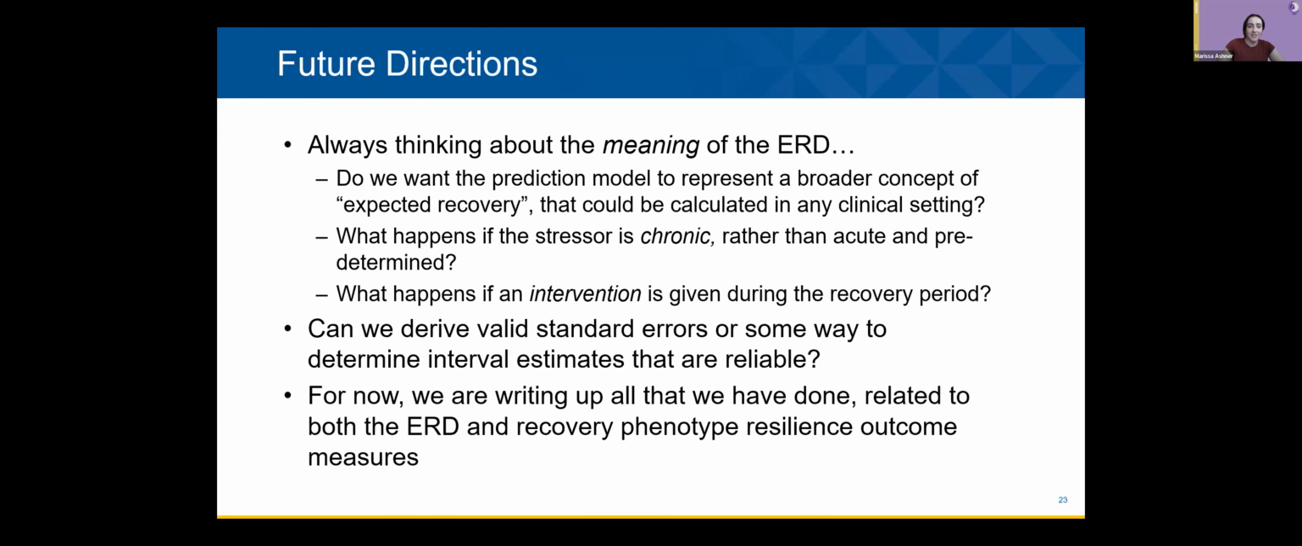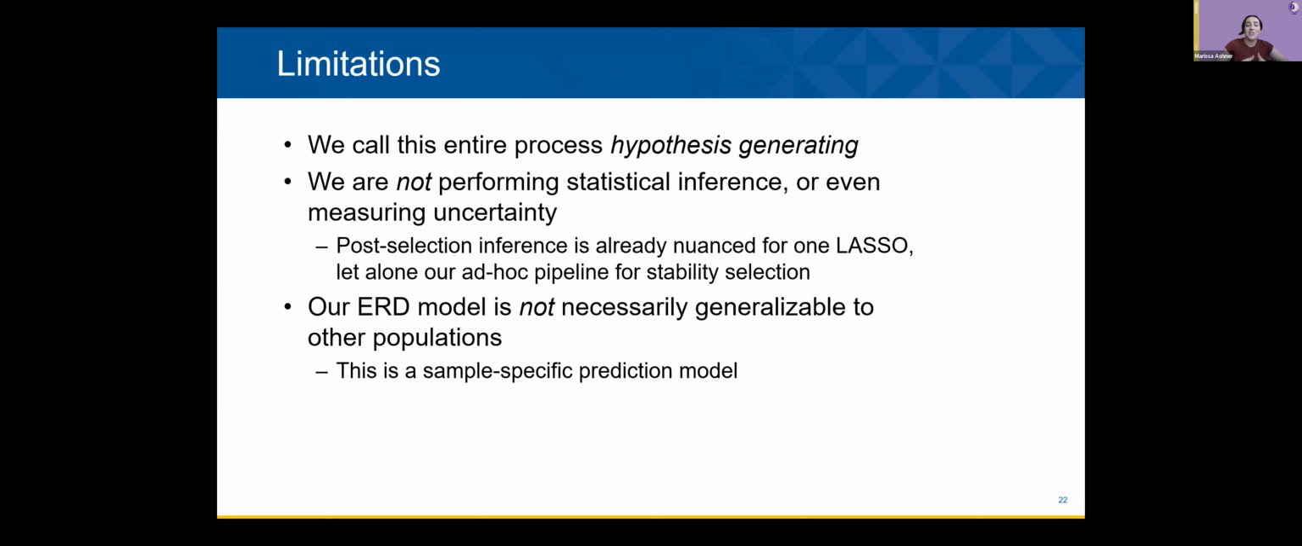I will quickly talk about limitations and future directions and then finish up. Essentially, the limitations are that the entire process is hypothesis generating. We're not performing any statistical inference or measuring uncertainty, because post-selection inference is already nuanced, and we had a very ad hoc pipeline that creates even more nuance for measuring anything like that. Also, our ERD model is not necessarily generalizable to other populations. It's a very sample-specific prediction model.